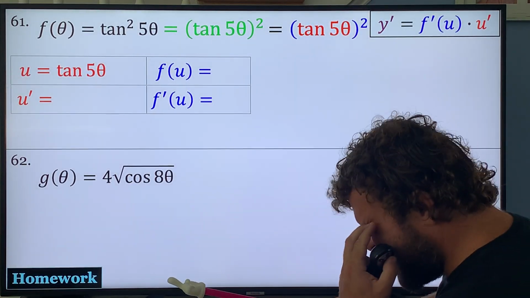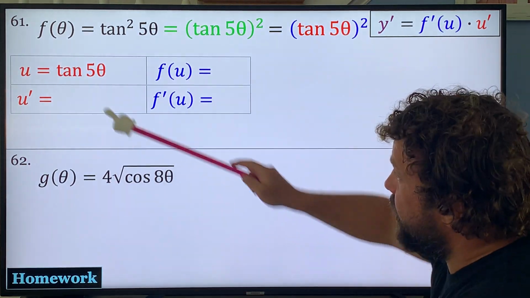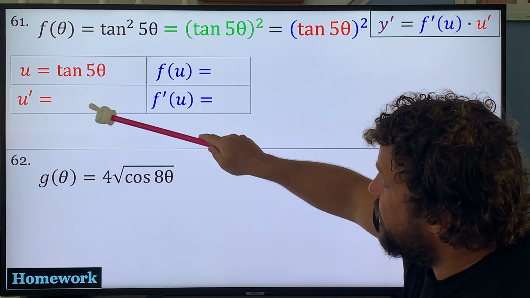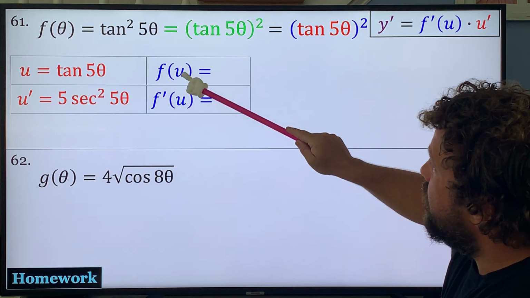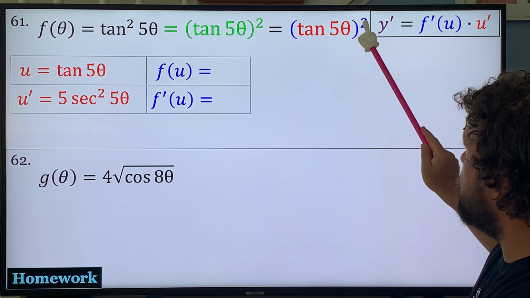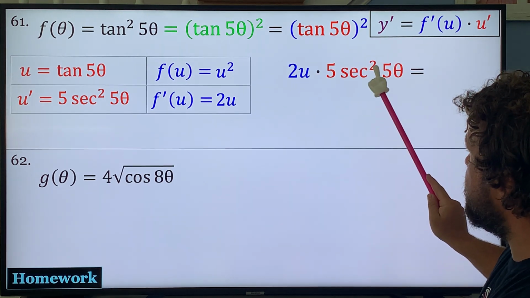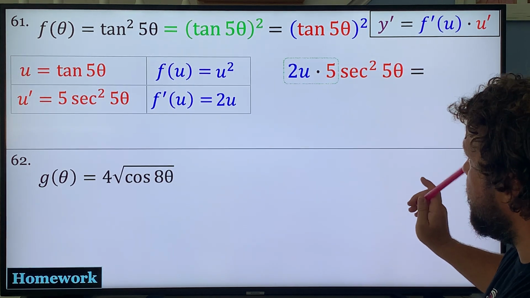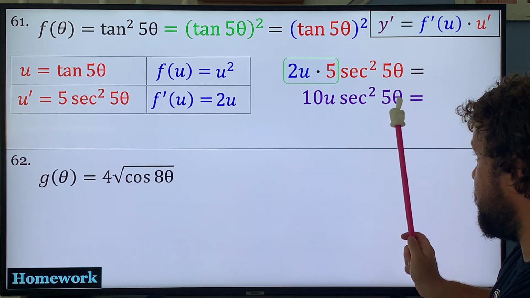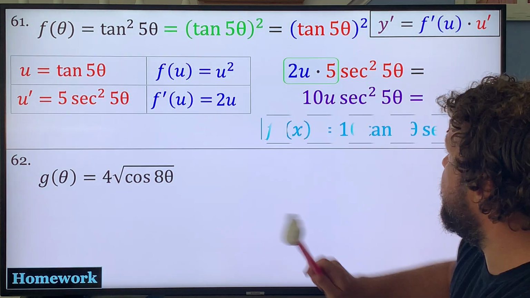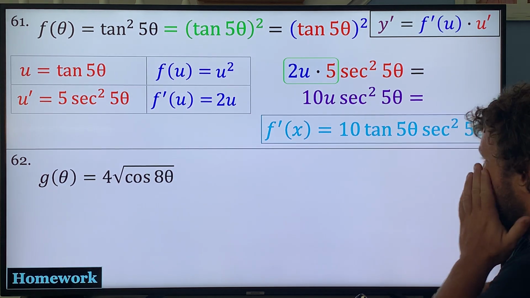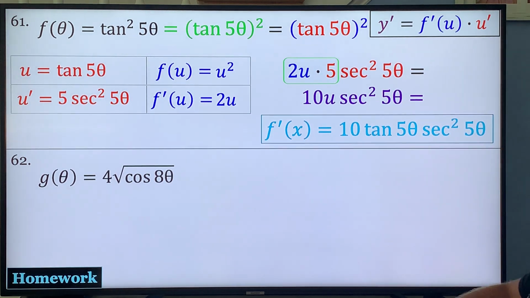Derivative of tan is secant squared, so this becomes 5 secant squared 5 theta. F of u is u squared. Derivative of that is 2u. 2u times 5 secant squared 5 theta. 2u times 5 is 10u secant squared 5 theta. 10 tan 5 theta secant squared 5 theta.